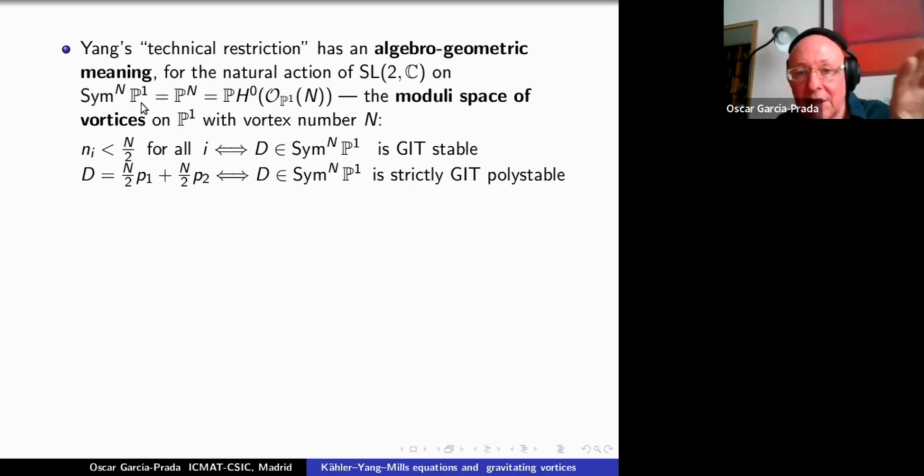symmetric product of P1. And now we can consider the Mumford geometric invariant theory stability. It tells us that indeed in this situation, this condition that Ni is strictly smaller than n over 2 is precisely saying that this point of the symmetric product is GIT stable, and that this other solution that could happen, the situation when n is even, corresponds to this effective divisor being, in relation to the action of SL2C, strictly polystable.